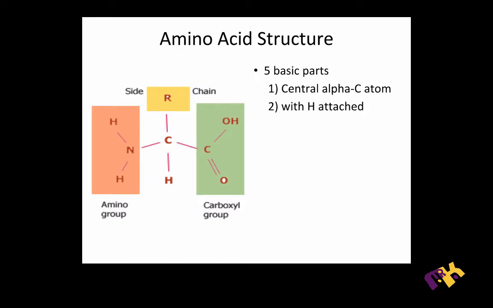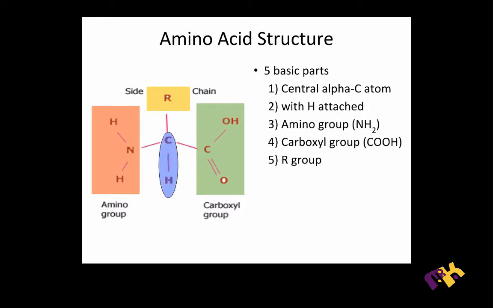It'll have a single hydrogen attached. So let me highlight that. This is our central alpha carbon with a single hydrogen attached. We then have an amino group. This is found on the left-hand side of our image. It's nitrogen with 2 hydrogens, so NH2.